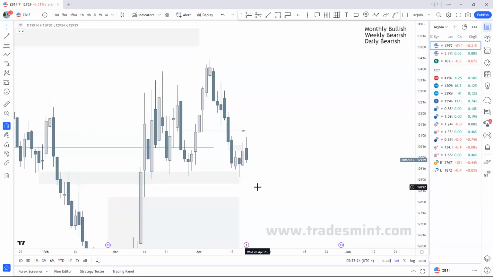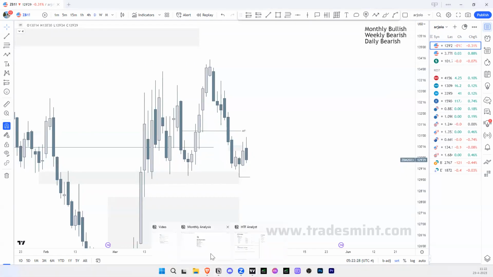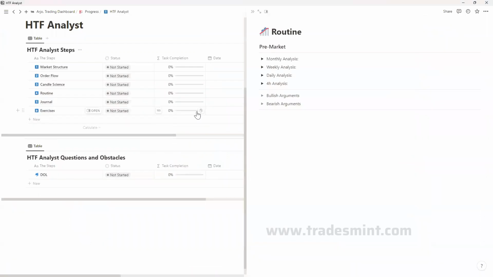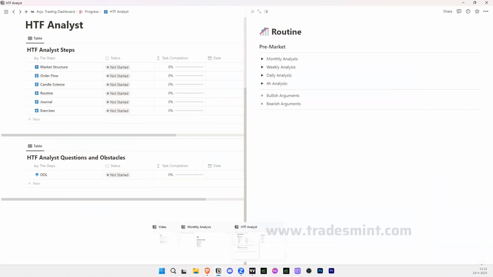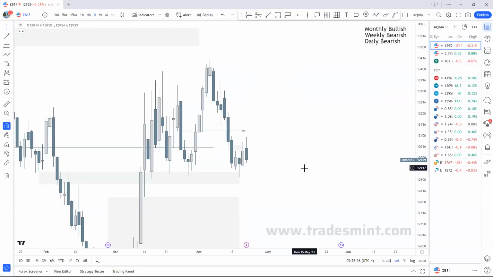It's the bullish versus the bearish arguments. And that's exactly what's in the routine as well. It's the bullish versus the bearish arguments. Which one are winning? Currently on the daily, the bearish arguments are winning.